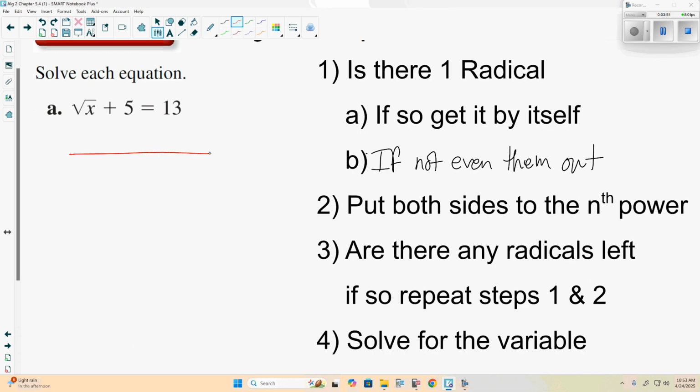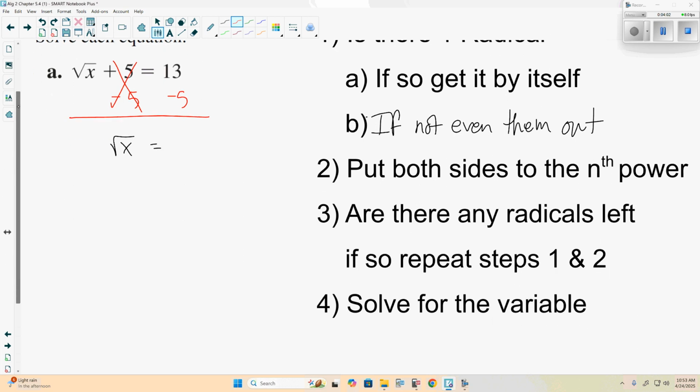So what is the first thing we can do with this here? We can subtract 5 from both sides. Because here the 5 minus 5 is 0, telling us the square root of x is equal to 13 minus 5, which is 8. Is the radical by itself? Yes. So that means we can go on to step 2.